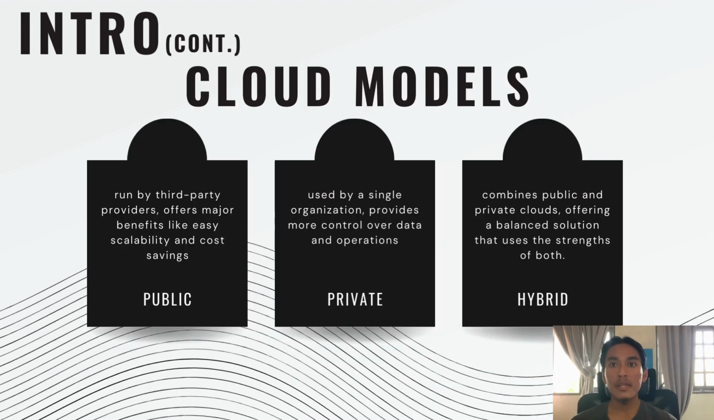So now I will be explaining about the basics on all three cloud deployment models, which are public, private, and hybrid. So firstly, the public cloud model is run by third-party providers, offers major benefits like easy scalability and cost savings. Its pay-as-you-go approach makes it attractive for organizations that need flexibility without high upfront costs. However, since many users share the same infrastructure, there are concerns about data security and meeting compliance standards.